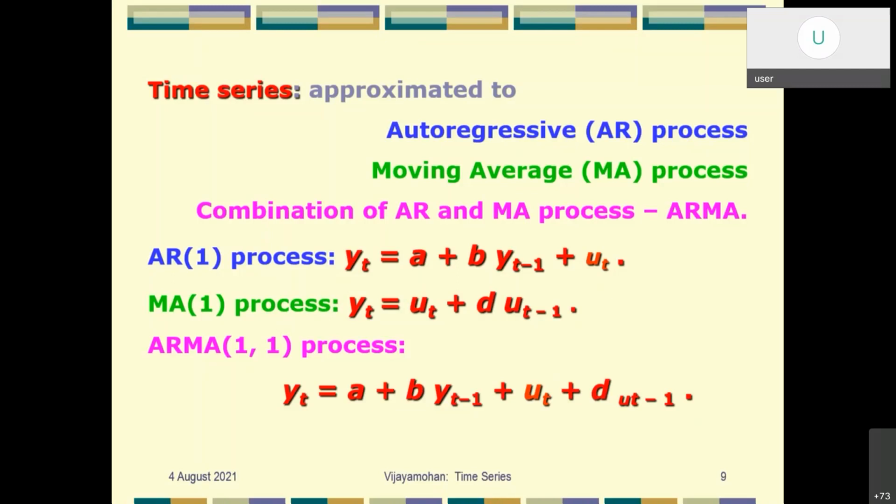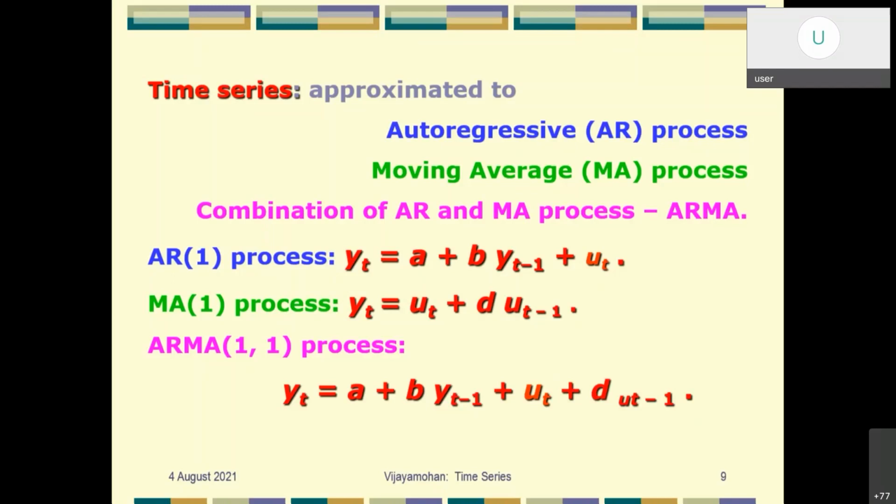Then, in the beginning of the 20th century, that is 1926, a British statistician called George Yule argued that any time series can be approximated in terms of an autoregressive process. And autoregression, we know, is a function of a variable in terms of its own past values. For example, yt as a function of its own past values, yt minus 1, yt minus 2, and so on. So any time series can be approximated in terms of an AR process.